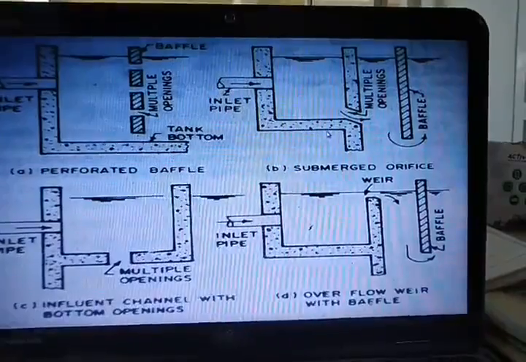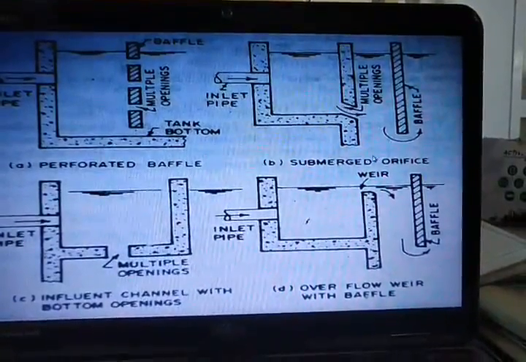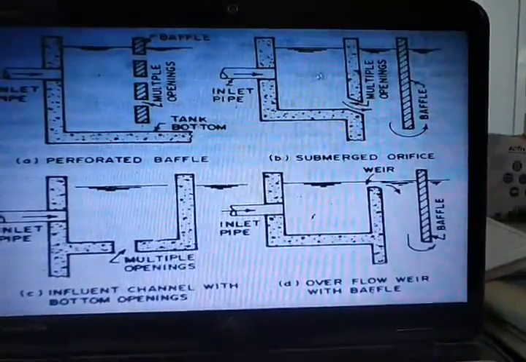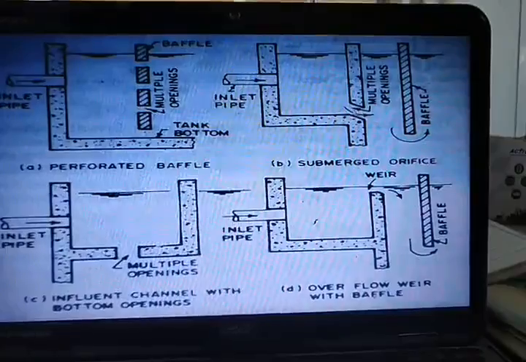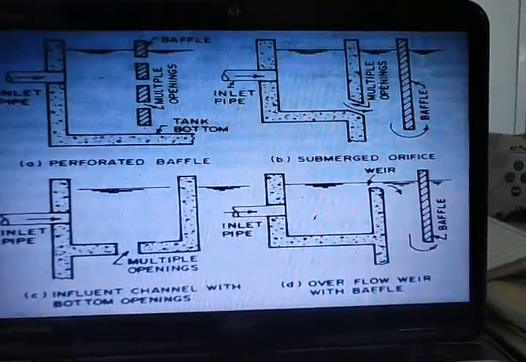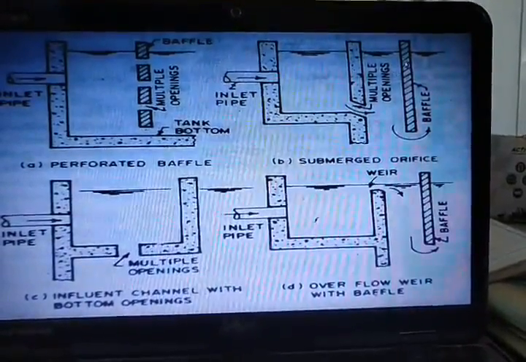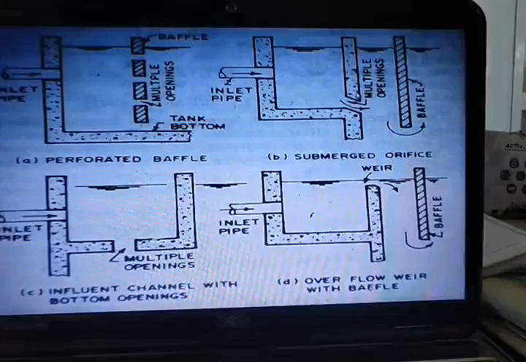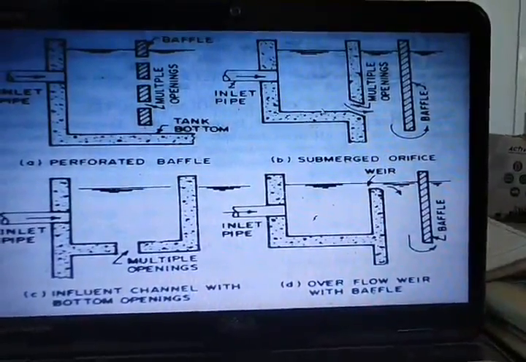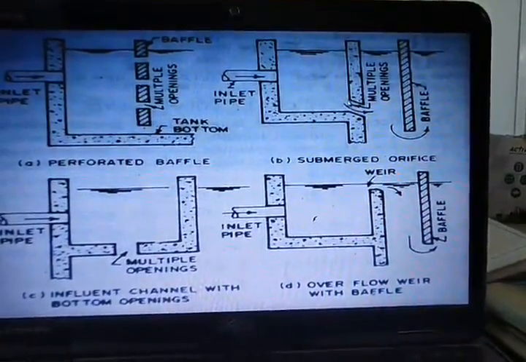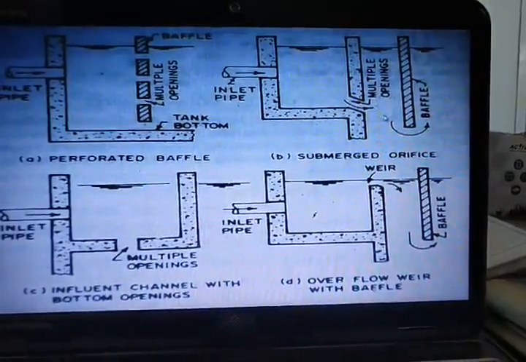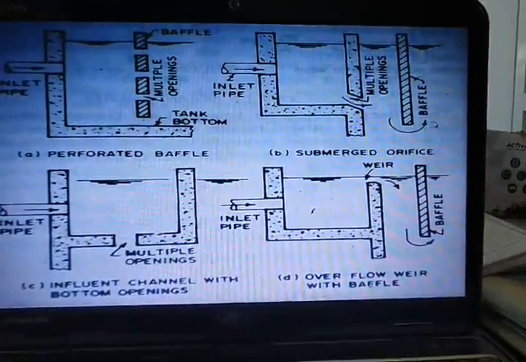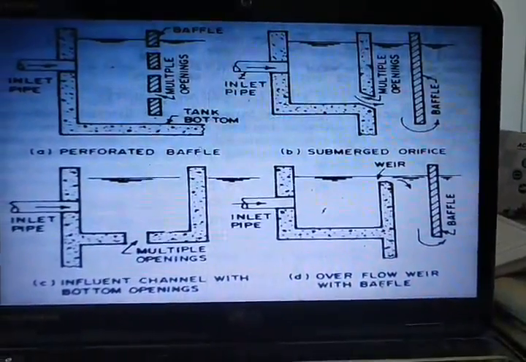Okay, so next is the submerged orifice type, wherein the water will enter into this chamber, and it could have a single opening or multiple openings. Then again one more baffle wall is provided for the prevention of shock loads. Then the water slowly enters into this inlet zone and it is taken to the next zone in a sedimentation tank, that is the settling zone.